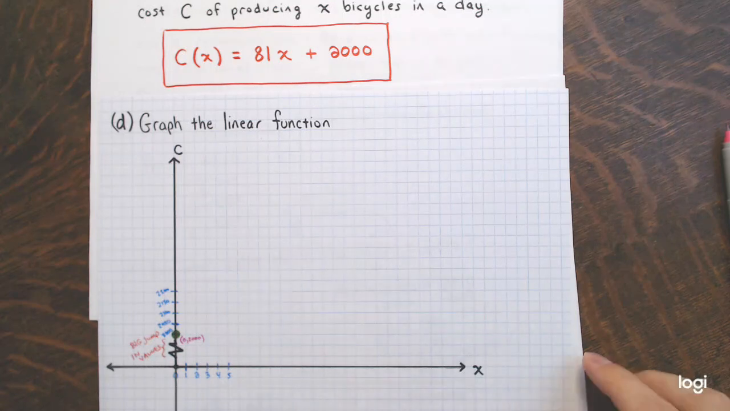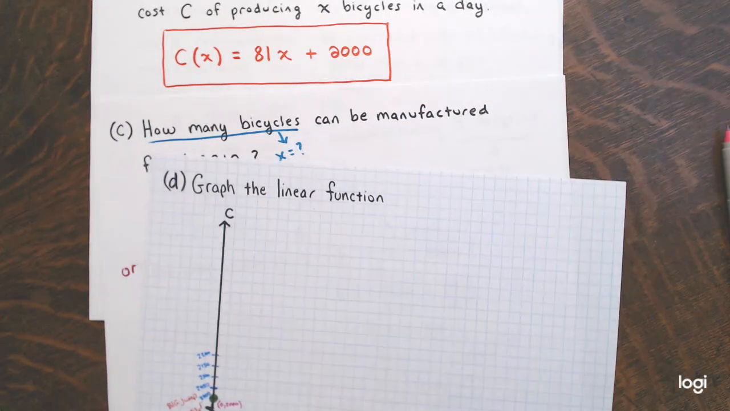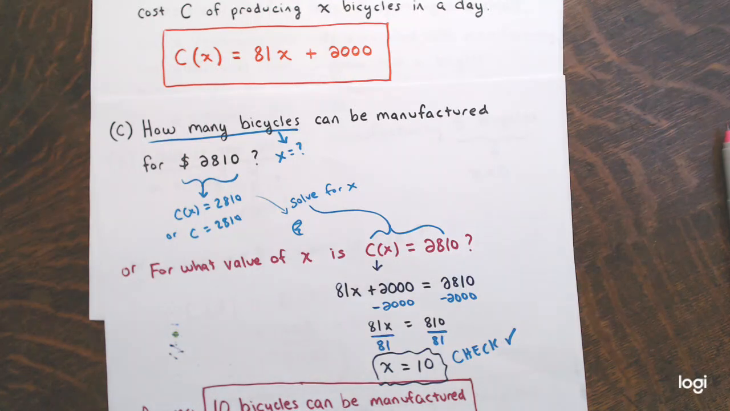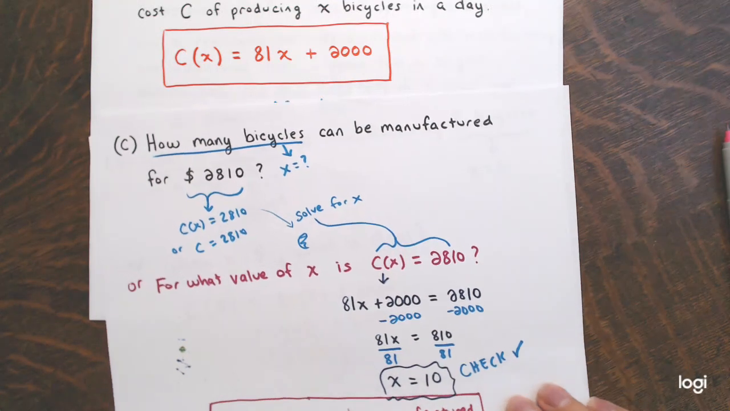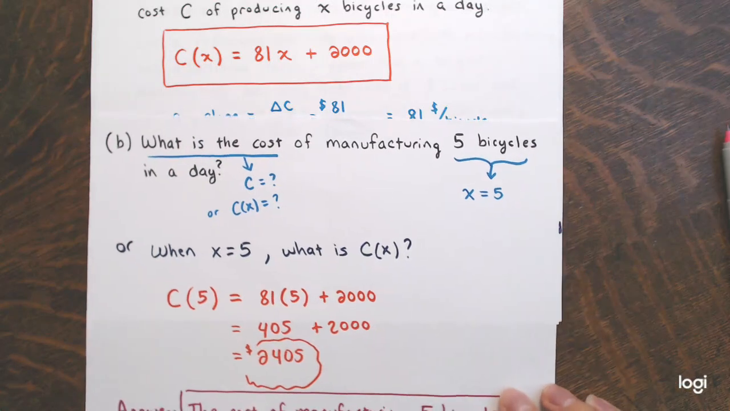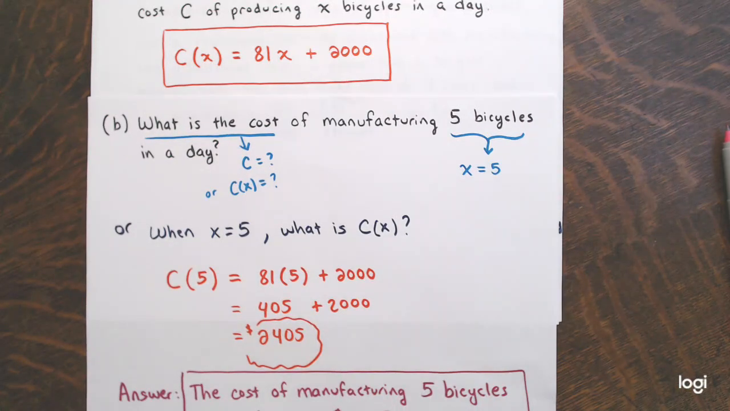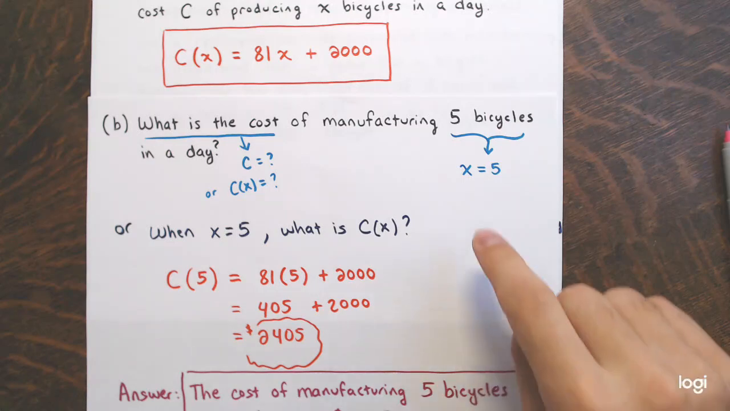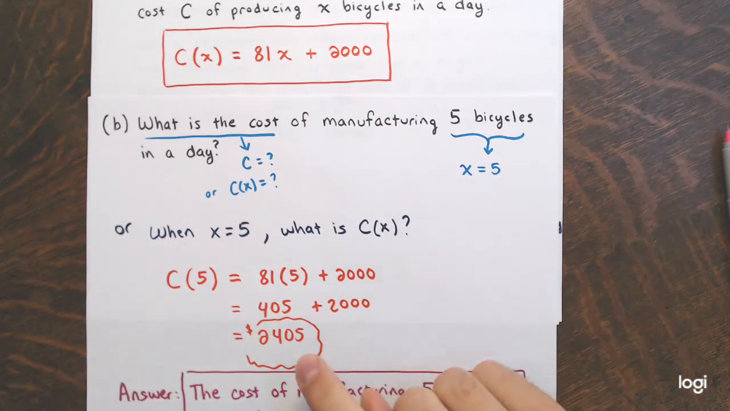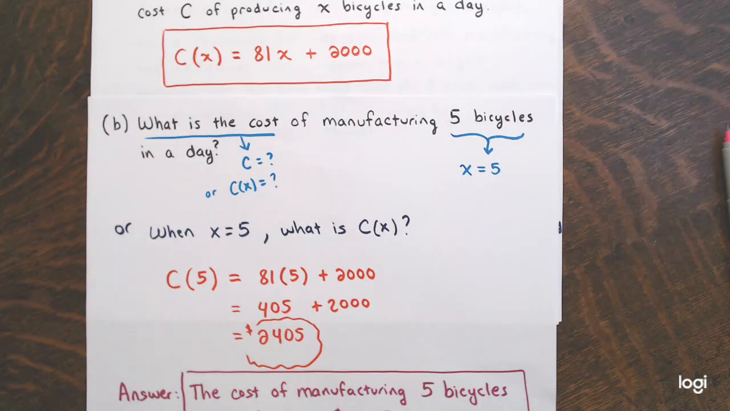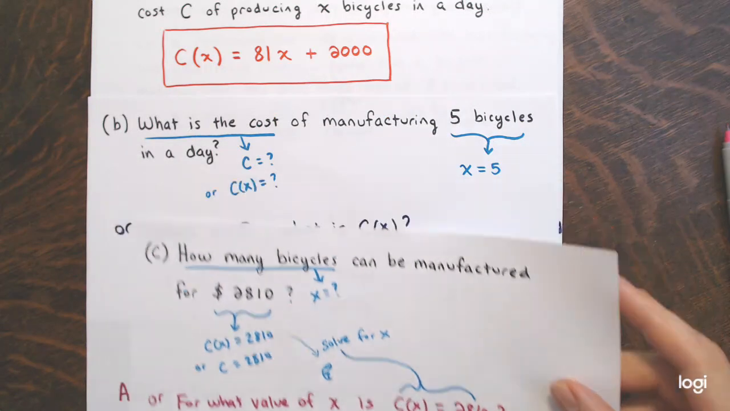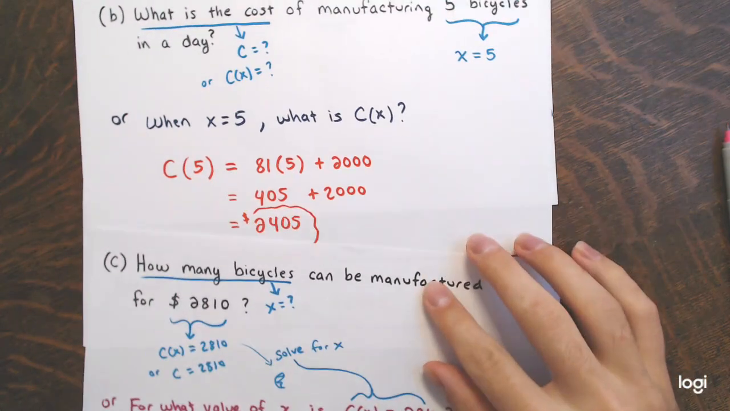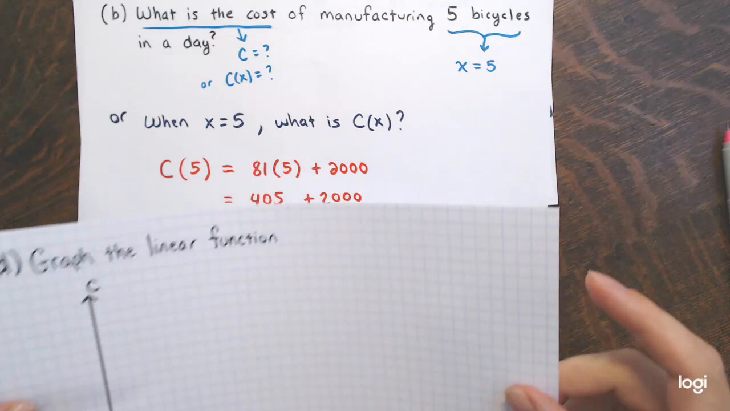Or I could plot a point that we've already discovered. We've already seen a few input-output relationships. If you go back to part B, it said, what is the cost of manufacturing 5 bicycles in a day? And that was $2,405. So that means input 5 for X, output 2,405 for Y, for C, right? So let me plot that. All right, so I got 5 for X, 2,405 for the C.